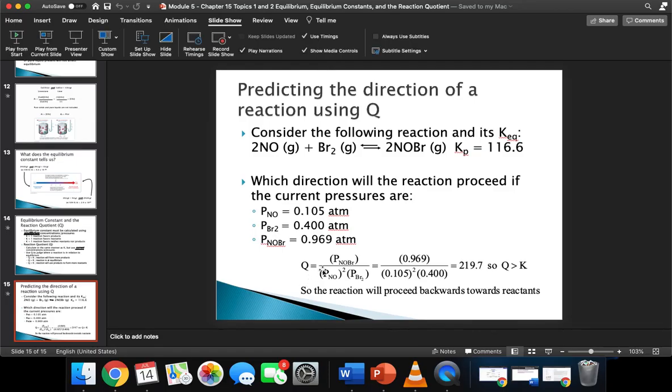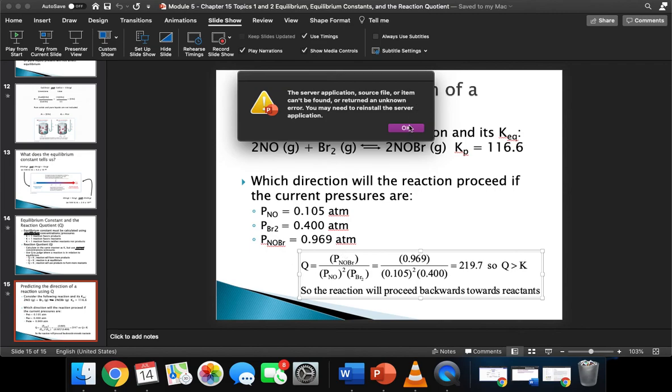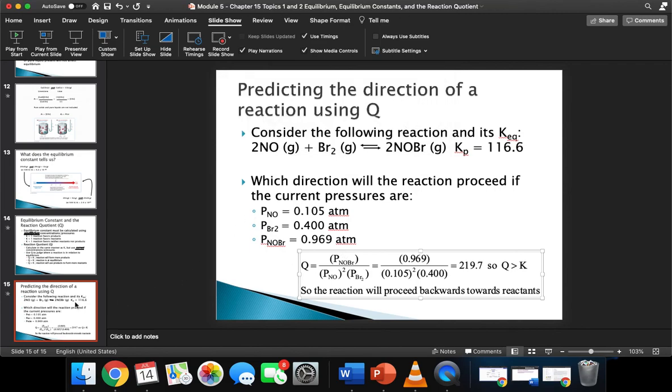I don't know if it'll actually let me adjust this. Yeah, I don't think it's going to let me adjust this, unfortunately, right now. So I apologize for that. This is our last slide, actually, anyway. But this should be 0.969 squared divided by 0.105 squared times 0.4. If you calculate that out, it's going to be pretty close to this. Instead of 220, it's about 213.